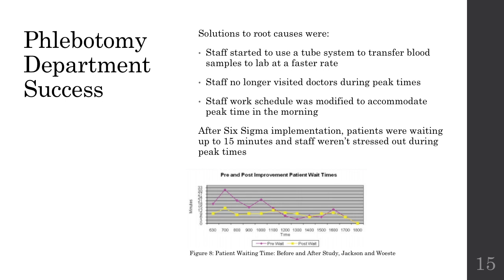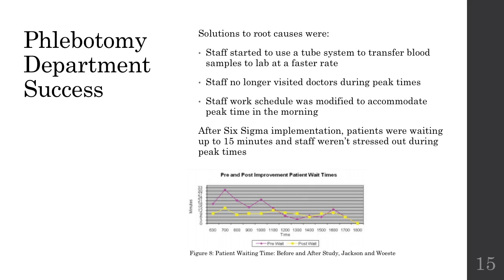For the improve phase, solutions for the root cause were found. The staff started to use a tube system within the hospital to send the specimen to the lab at a much faster rate. Also, the staff were no longer picking up specimens for doctors during peak times. In addition, staff scheduling was rearranged to handle the peak times in the morning.